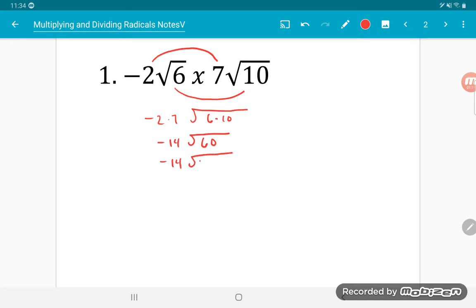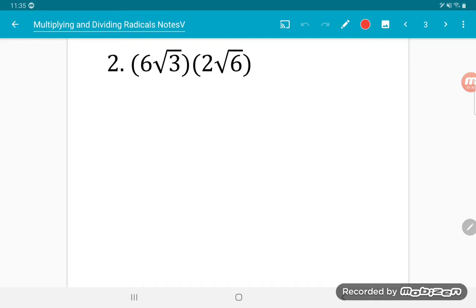I'm going to break down the numbers under the radical. I'm going to use 15 and 4 for 60. Take the square root of 4, so -14 times 2. I'm going to leave the 15 under the radical. 15 under the radical is a combination of prime numbers, which are 5 and 3. Multiply the numbers on the outside. -28 times the square root of 15 would be your final answer.